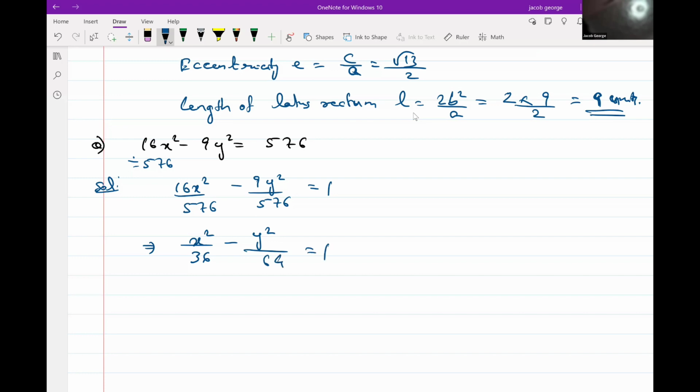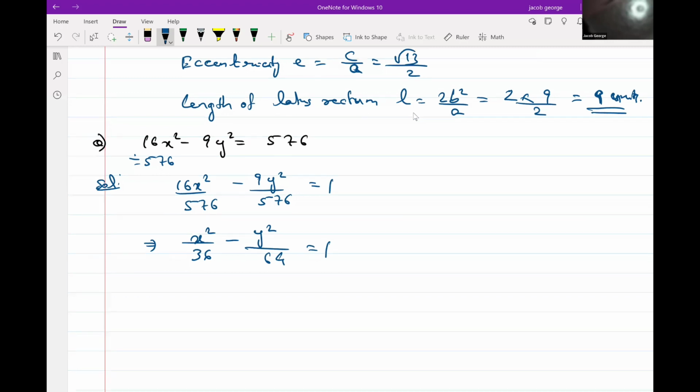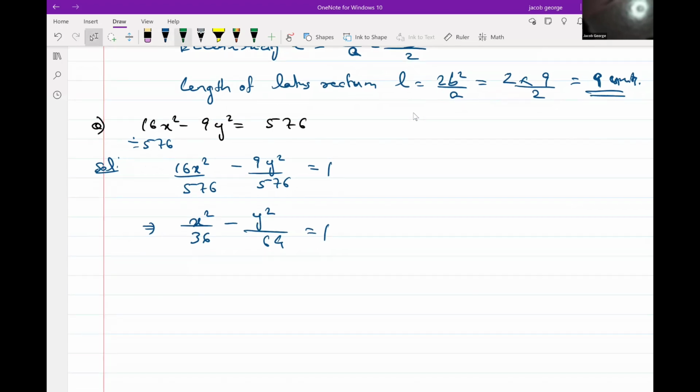So here x comes first, which means it is a type 1 or type 2 hyperbola? It is clearly a type 1 hyperbola. So please compare it with the type 1 hyperbola. Comparing this equation with the type 1 standard form. What is the type 1 standard form?